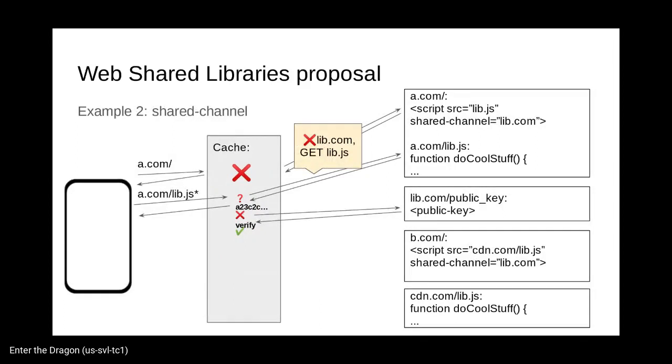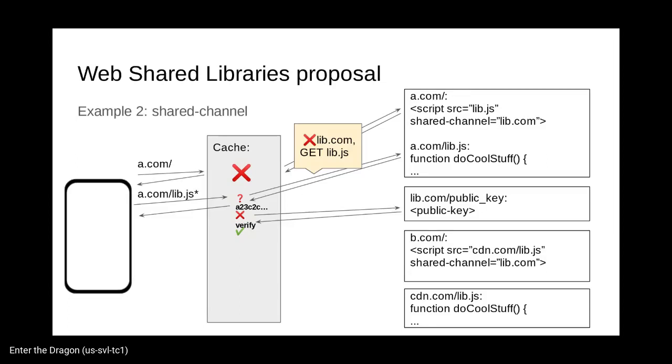The shared channel is a bit more complicated, so I thought I'd spell this out slowly on a slide. So for a.com, you load your library. It's just specifying a shared channel. So the first thing we do is we fetch the resource. We've never seen this lib.com channel before. So we fetch the resource, we calculate the integrity checksum, and we send it back to the site.